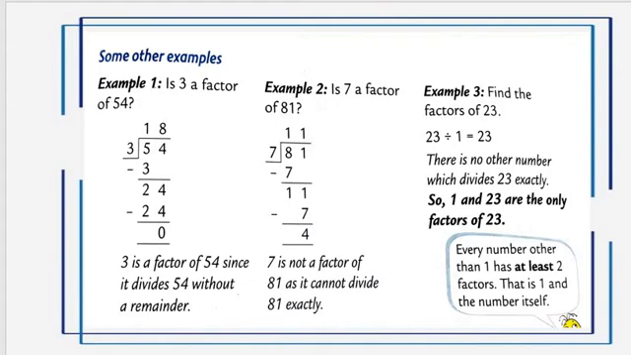Now here we check example number 1: is 3 a factor of 54? So how can we check? We do the division and then we give an answer. We check and then we give an answer, meaning 3 is a factor of 54. Understood? After completing this division, I am telling you one short trick.